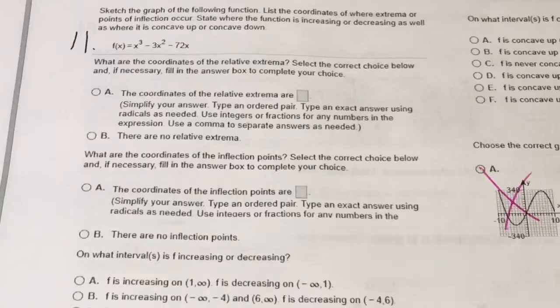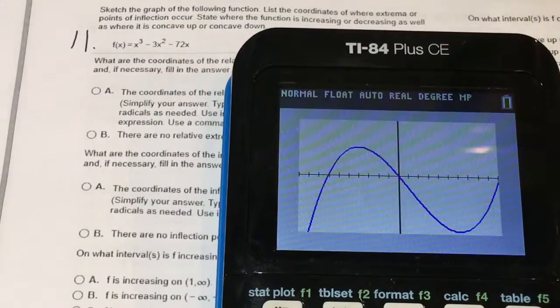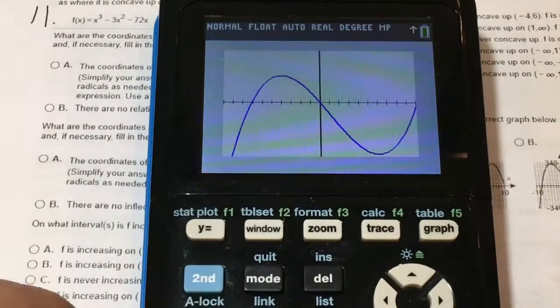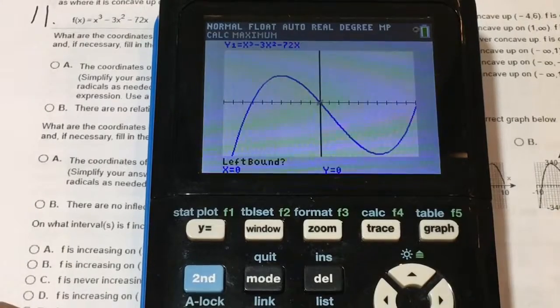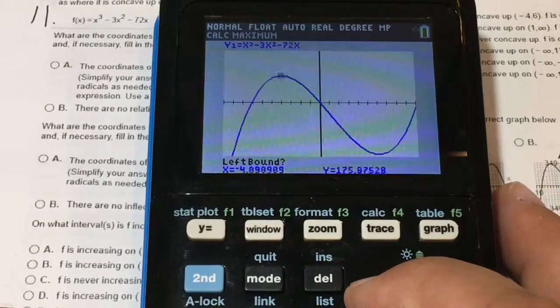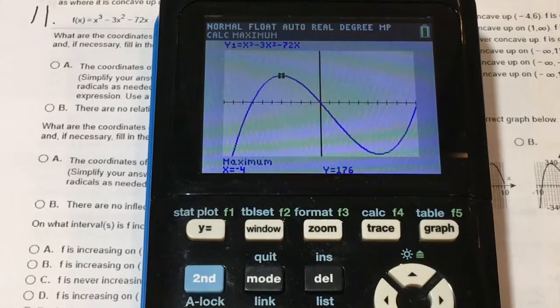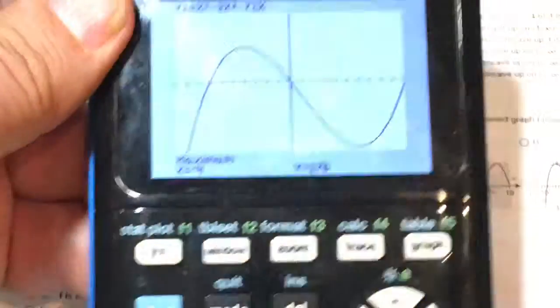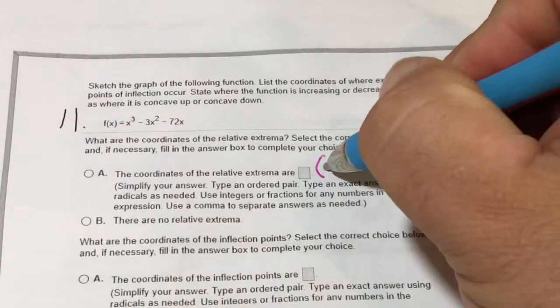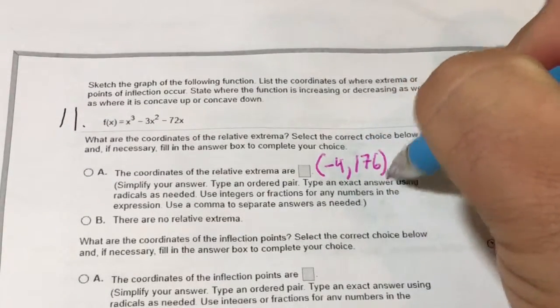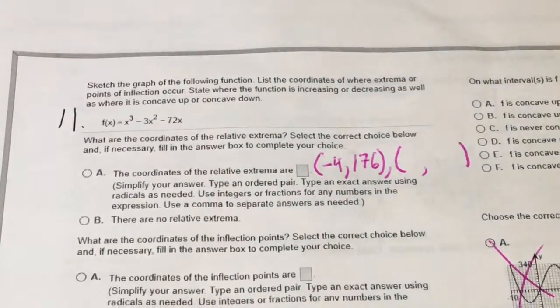We want to find the relative extrema. So we're going to look for our max first and then our min. So we're going to hit second, calc, max, left bound it, right bound it, hit enter again, and that's at -4, 176. Now we have to find the relative min.